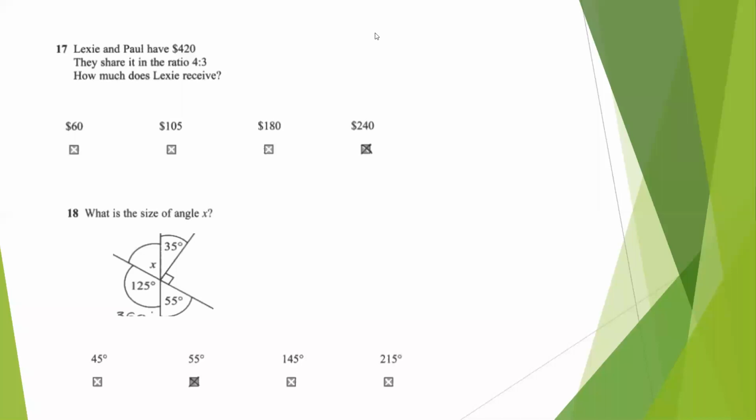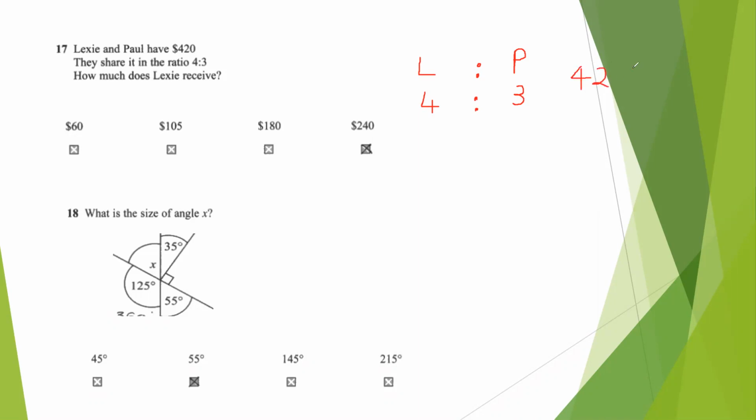The 17th question, it's from the ratio. Lexi and Paul have 420. They share it in the ratio 4 to 3. So when you get a question like that, the necessary things, the things that you know, better you write it, right? Lexi and Paul, and their ratio is 4 to 3, and the total number is 420.